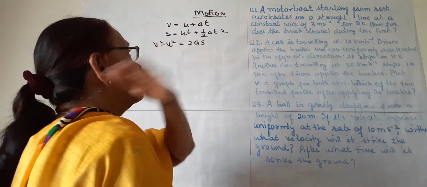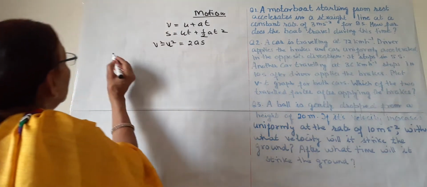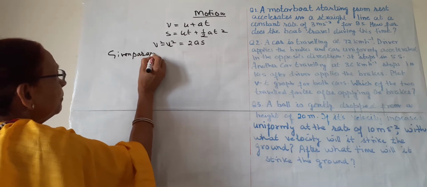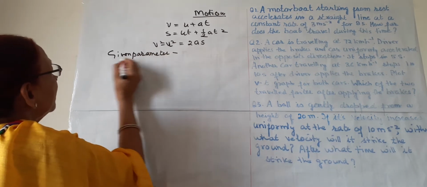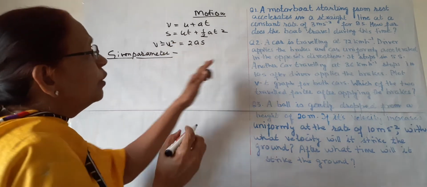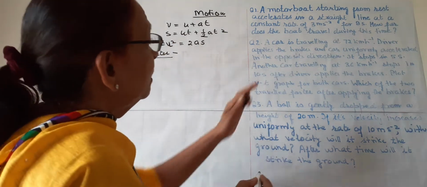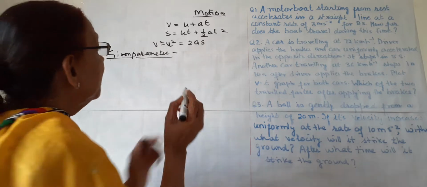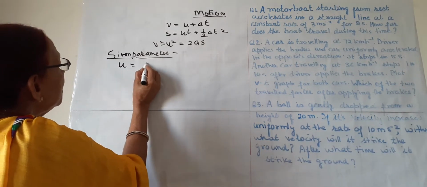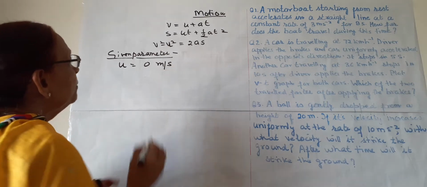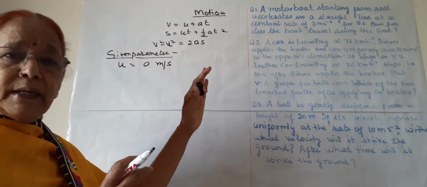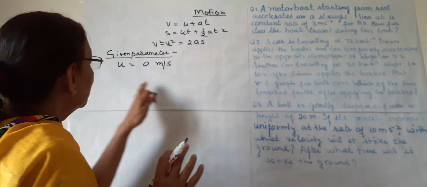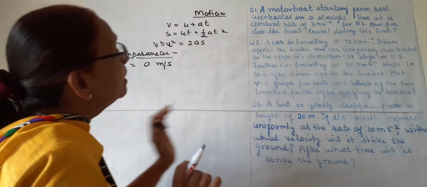Now we are proceeding to the first question. First of all, we will write the given data or given parameters, and then from the given parameters we will decide which equation is to be used in this particular numerical. So, a motorbike starting from rest. When there is the word rest, it means initial velocity u is equal to 0 meter per second. The body is at rest, no velocity, no motion. So the initial velocity u will be 0.